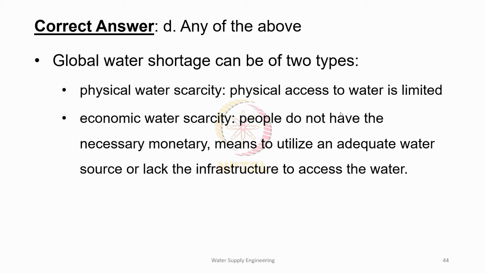It may be because of monetary or financial issues, or it may be because of technical issues. Technical issues in the sense that maybe the authorities or the consumers do not have the required infrastructure to extract or access that particular water. So that is why we are saying it is any of the above in this case. Okay, so the global water shortage is basically of two types, both physical as well as economic. All right. I hope it is clear.